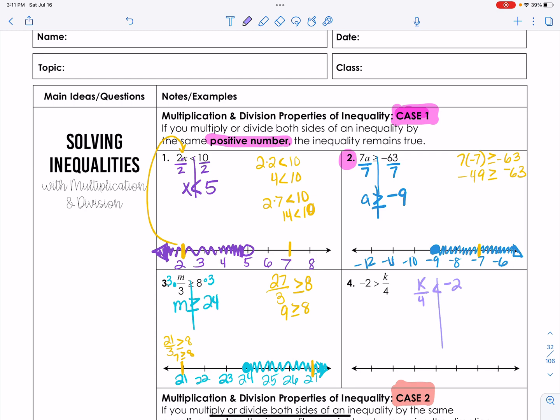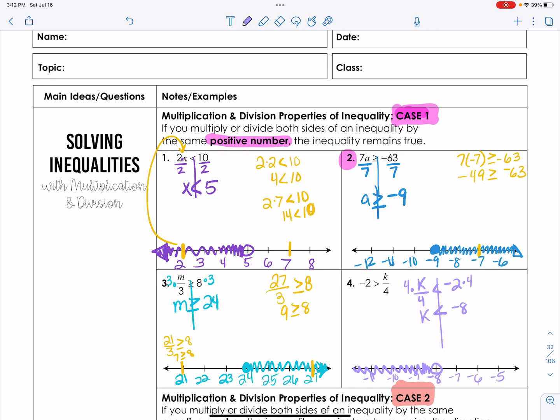So if I do this, I'm dividing by 4, so I'm going to times both sides by 4. So k is less than or equal to a negative 8. So negative 7, negative 6, negative 5, negative 9, negative 10, negative 11. So all of those are right. Okay, and I'm doing an open circle, and then I'm going this way. So anything on that side is going to work. Anything on the other side is not going to work.